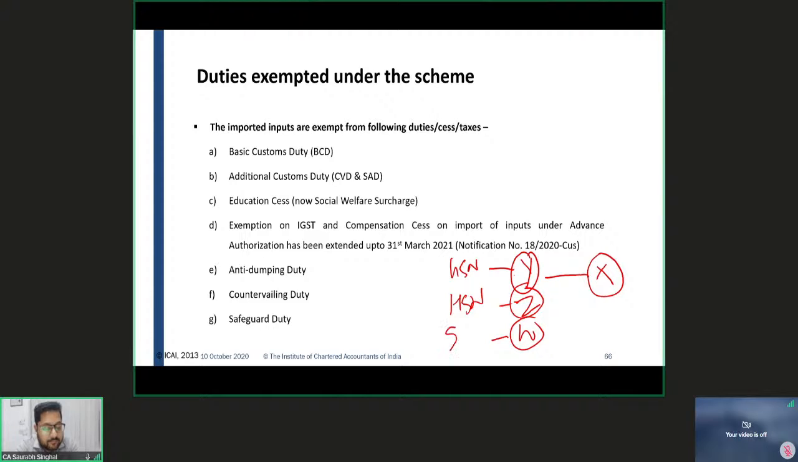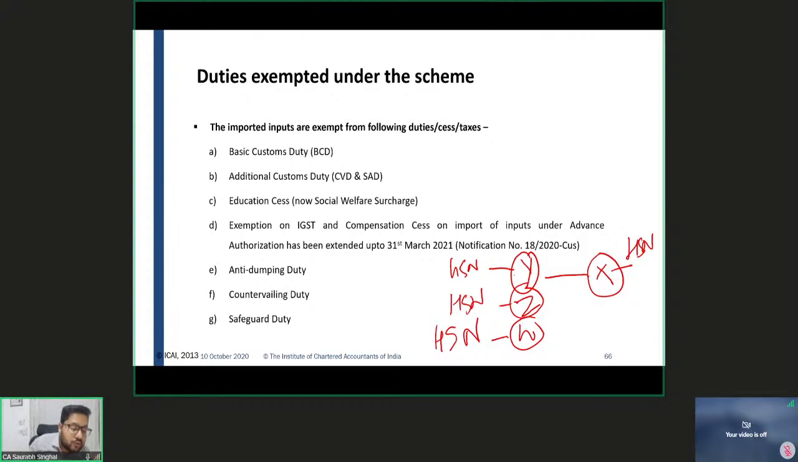How much can I import? That authorization will mention that this much I can import, and with this much import, I will have to make an HSN of this much quantity. This will be the format of the authorization. Now the question comes against this authorization. When I import, I am importing duty free.